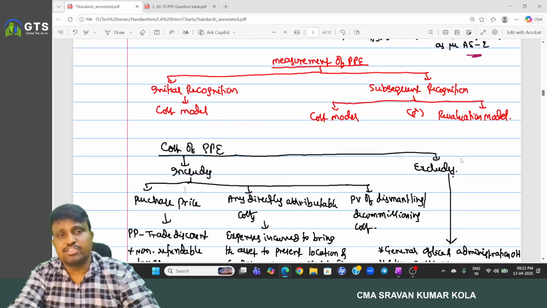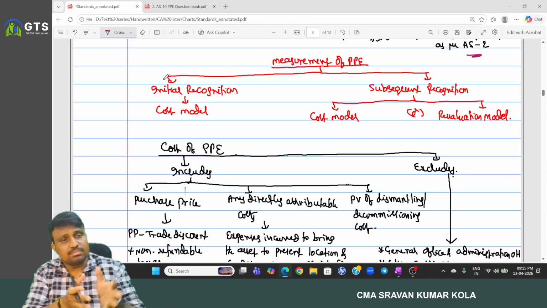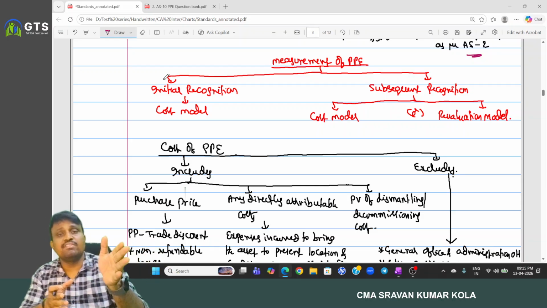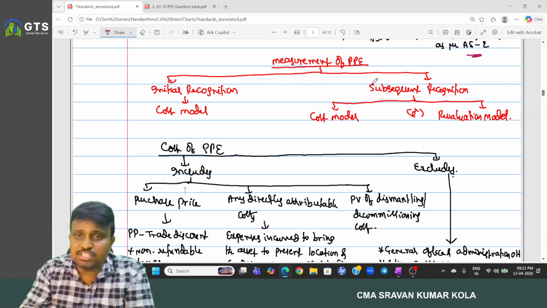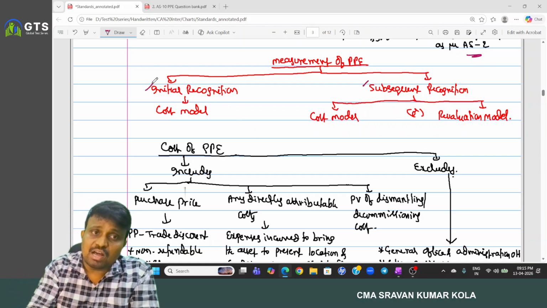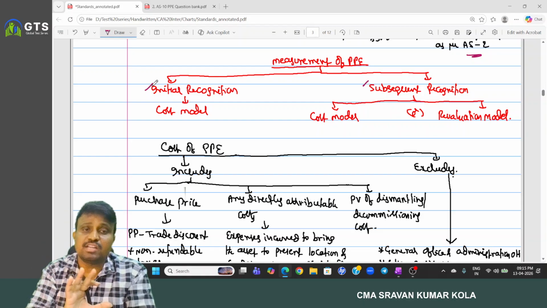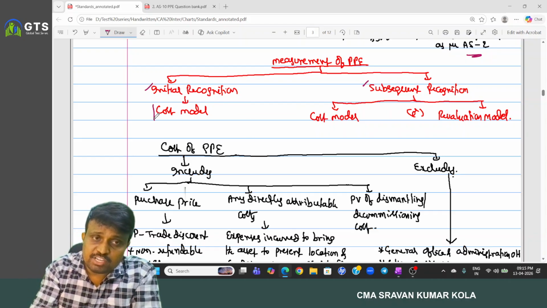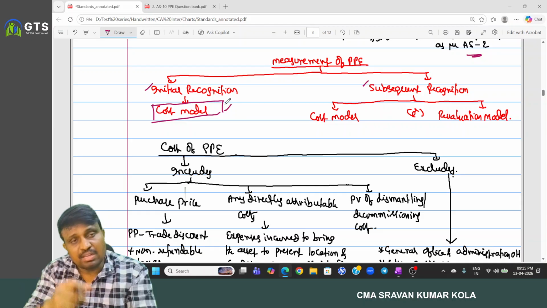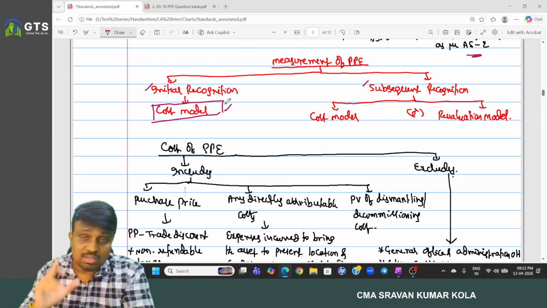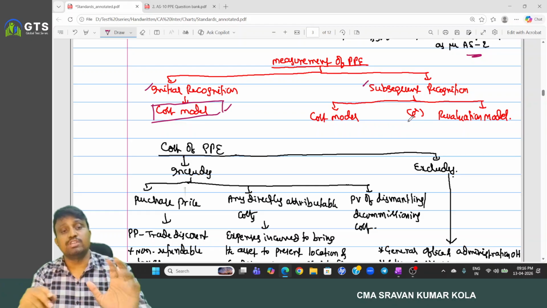Coming to the recognition criteria, generally there are two types of recognition. Recognition of that item on the date of acquisition, at the initial stage, like on the date of its purchase, is covered under initial recognition. Recognition of that item on the balance sheet date is covered under subsequent recognition. In case of initial recognition, we always record the asset at cost price only, following the cost model. But coming to subsequent recognition, we have two models: either the cost model or the revaluation model.